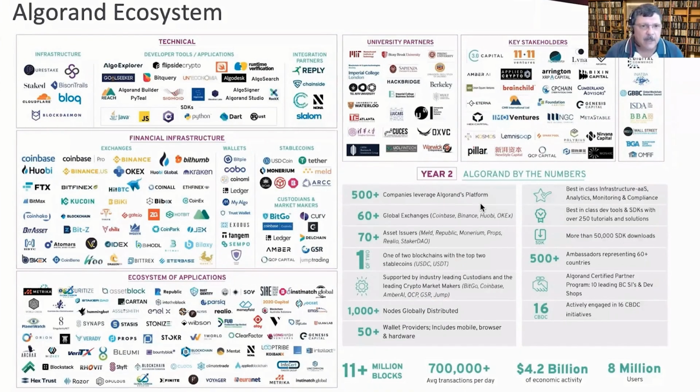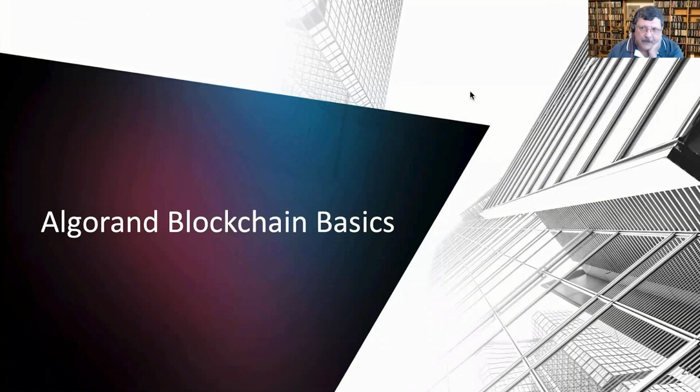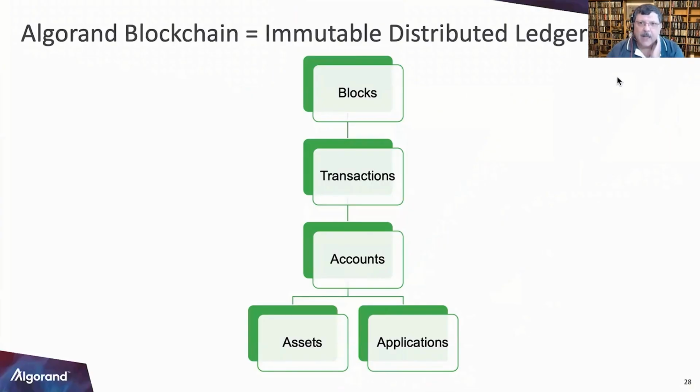The ecosystem has been growing a couple of years now, with several technical companies, financial companies, and applications evolving around the Algorand blockchain. It is one of three that have the top two stablecoins, USDC and USDT. So a lot of good things happening, a lot of good synergy. So how about what is blockchain and the basics? That's what this section is about.